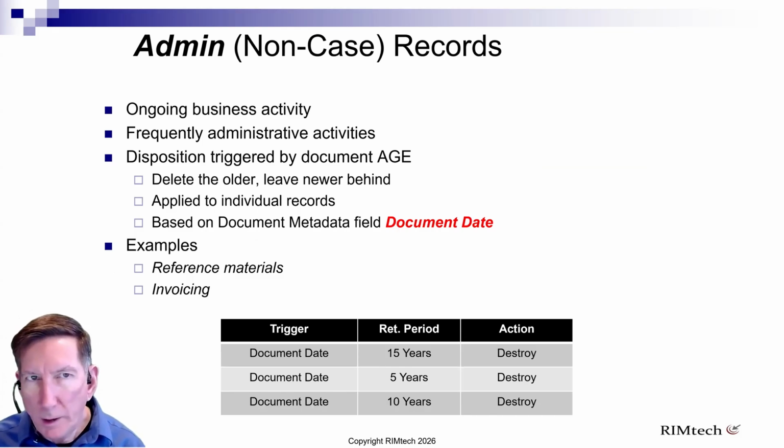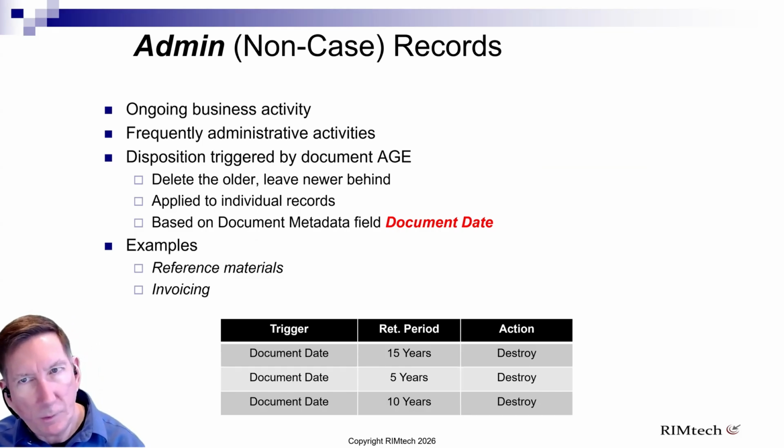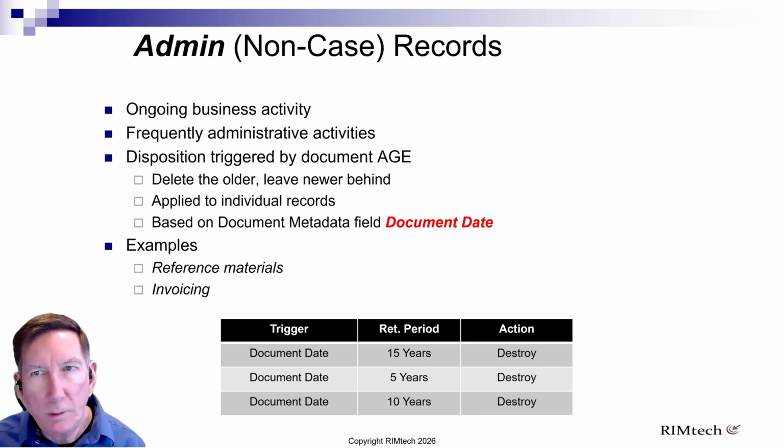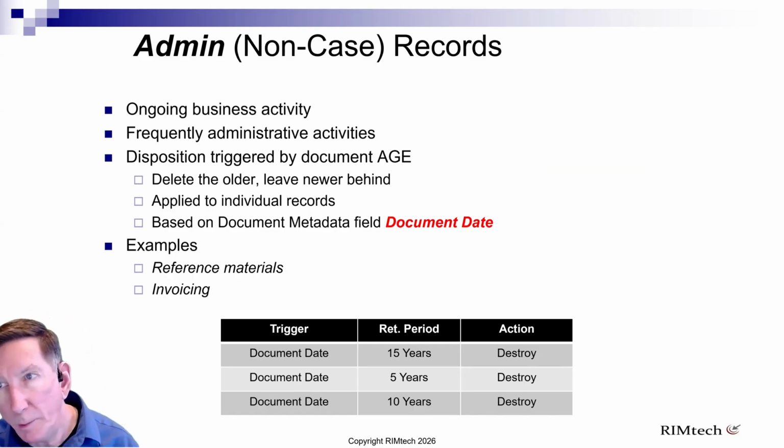versus admin records, which are the opposite. Like I said, it's black and white. All records are either case or not. So these are ongoing business activities that have no rhythm to it. They don't start and stop as different adventures and groups of related records. That doesn't go on. It's just a steady flow of records, no matter what that flow may be.